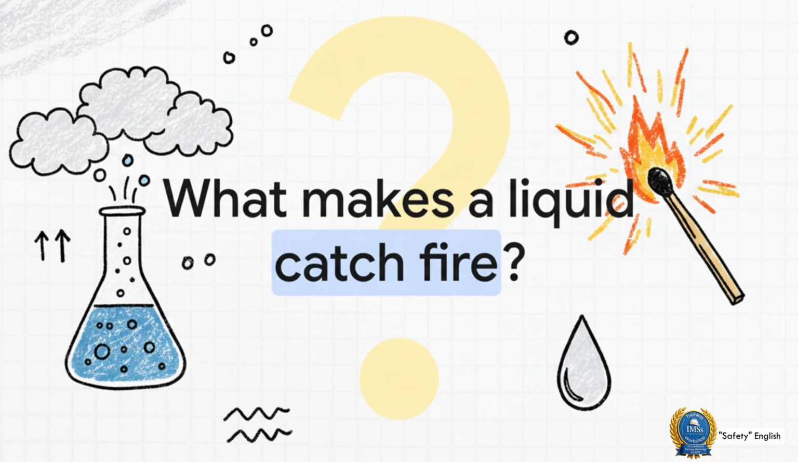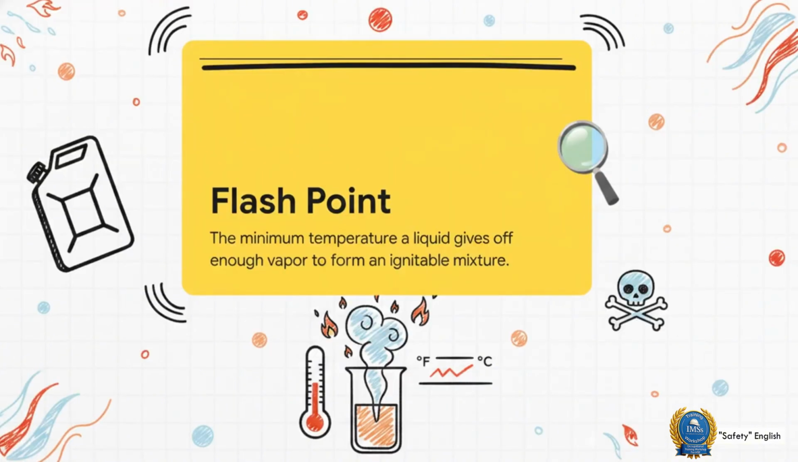So, now that we've got evaporation and vapor sorted out, let's ask the next logical and honestly life-saving question. What actually makes a liquid catch fire? That brings us straight to flash point. OSHA defines flash point as the minimum temperature a liquid gives off enough vapor to form an ignitable mixture with air. The huge takeaway here, it's the vapor that burns, guys, not the liquid itself. The flash point is just telling us the exact temperature where that invisible, super dangerous vapor cloud starts to form.